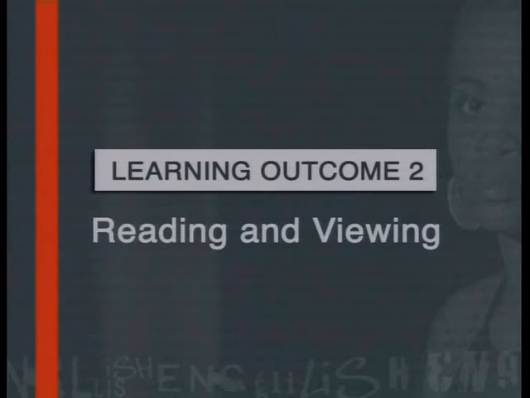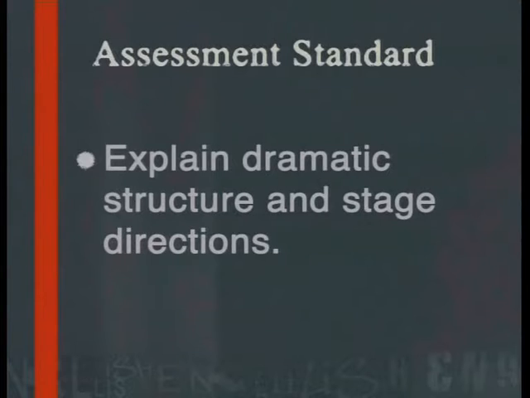The following lesson is linked to Learning Outcome 2, Reading and Viewing. It addresses the assessment standard that requires learners to be able to explain dramatic structure and stage directions.